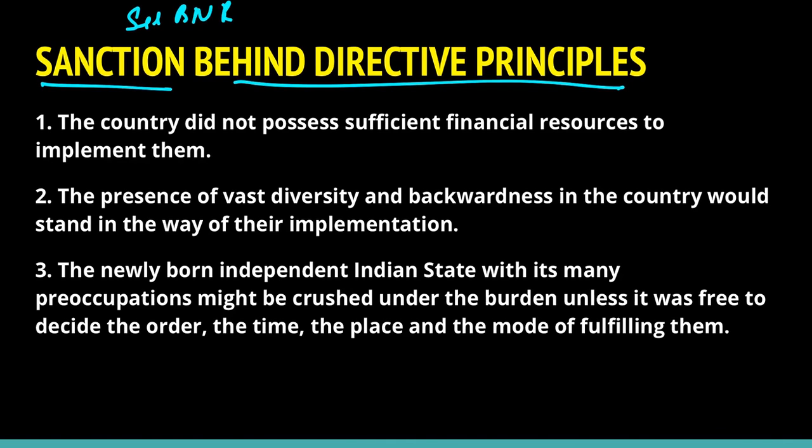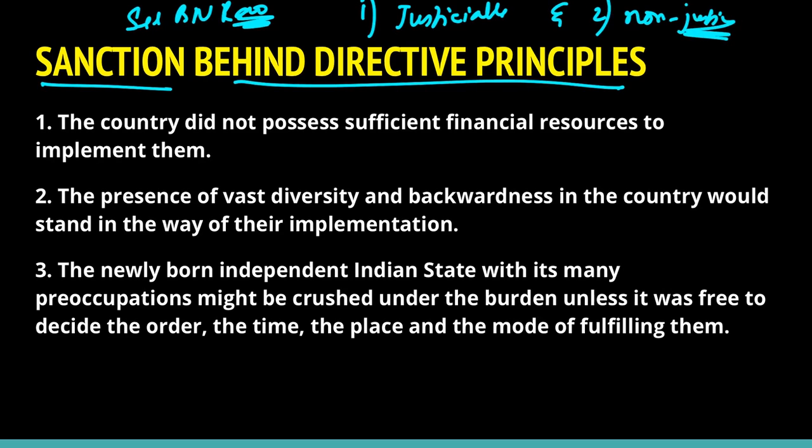Sir B.N. Rao, the constitutional advisor to the Constituent Assembly, recommended that the rights of an individual should be divided into 2 categories: first, justiciable, and second, non-justiciable. And this was accepted by the drafting committee. Consequently, the fundamental rights, which are justiciable in nature, were incorporated in Part 3, and the directive principles, which are non-justiciable in nature, were incorporated in Part 4 of the Constitution.